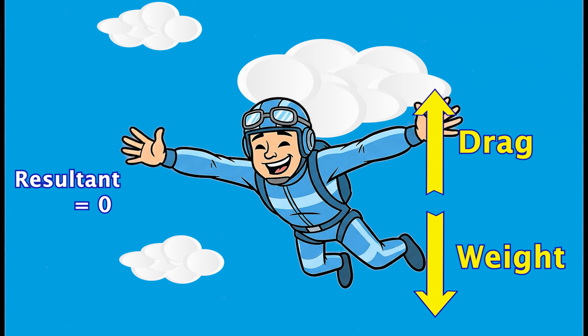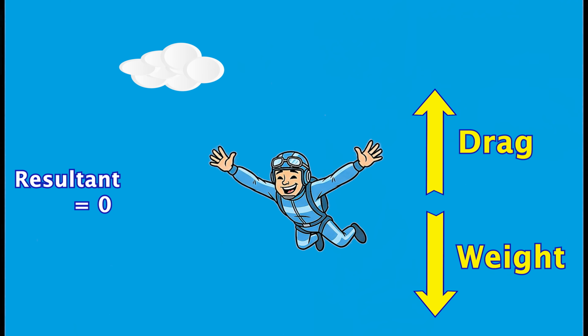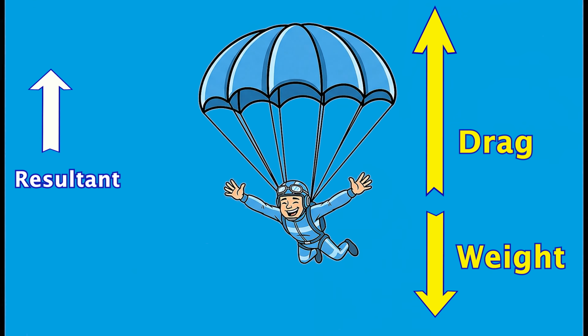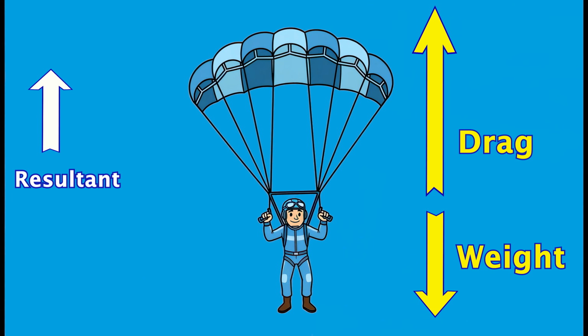The good news is this works the other way around too. If we increase our drag, we decrease our terminal velocity, and we can increase our drag by opening a parachute. When the parachute opens, there's a much bigger drag force upwards than there is a weight force downwards, and the skydiver therefore decelerates because there's a resultant force up. They decelerate or slow down.